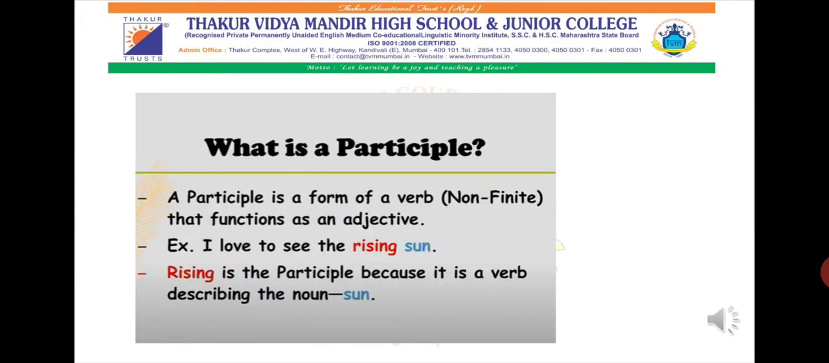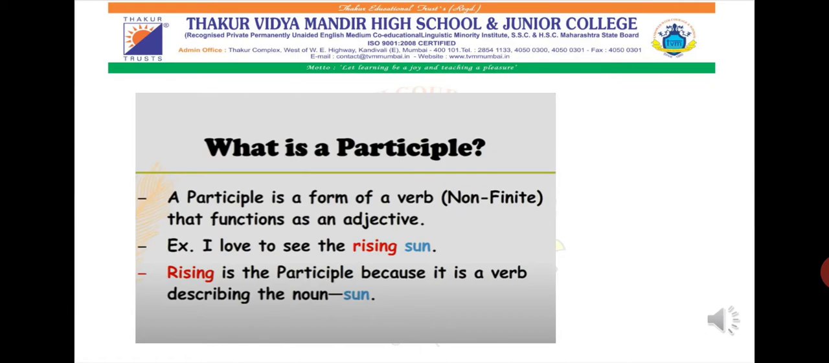Now we shall study about participle. What is a participle? As I have mentioned earlier, in non-finite words we have three kinds: infinitives, we studied gerund, and now the last one is the participle. A participle is a form of a verb that is non-finite that functions as an adjective. In gerund, it functions as a noun, and in participle, it will function as an adjective.